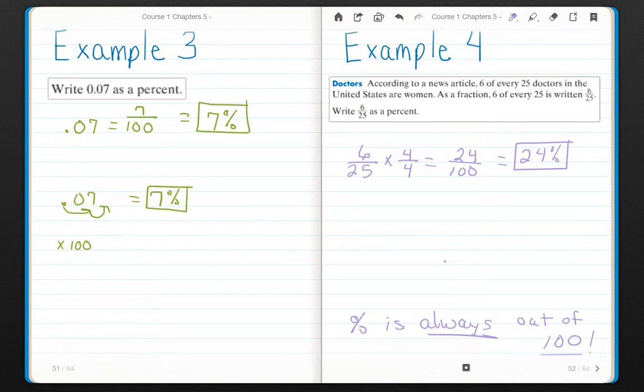Now, this book was written a while ago. That may be a little bit low for today's numbers. Maybe some of you will become doctors. All right, that is it for examples. Please do your QCs and your CYUs, and I will answer questions the next time I see you.